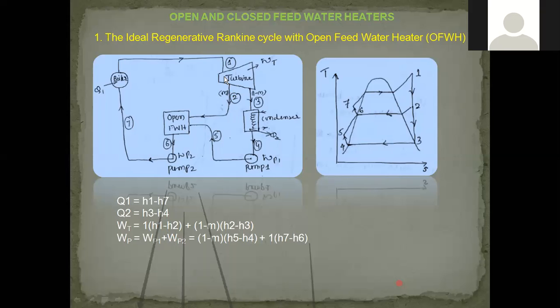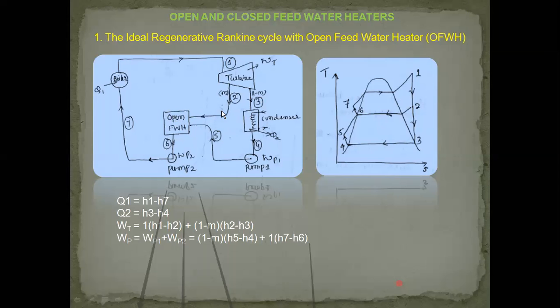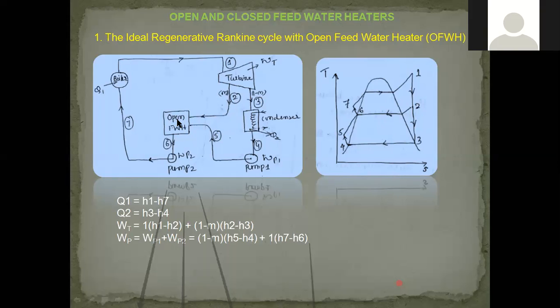Now the partially expanded mass m is taken from the turbine at point 2. This mass m of steam, which is in the superheated condition, is also made to enter this feed water heater. This is a mixing chamber wherein both get mixed; there is open mixing taking place. The condition at 5 is water, and the condition at 2 is superheated steam. Both get mixed here, and the resulting point that comes out is 6.